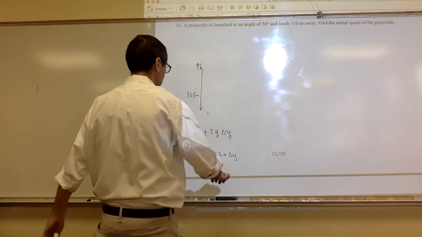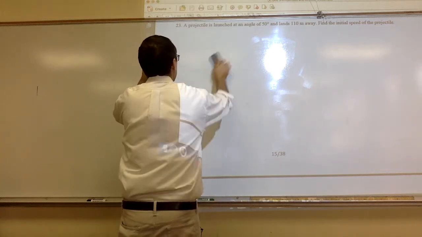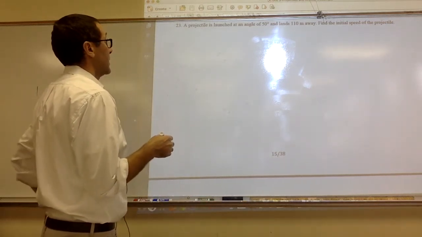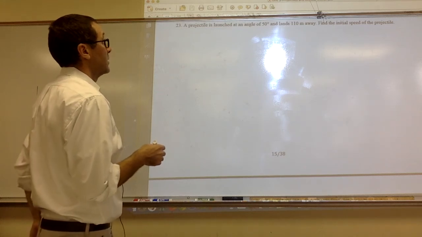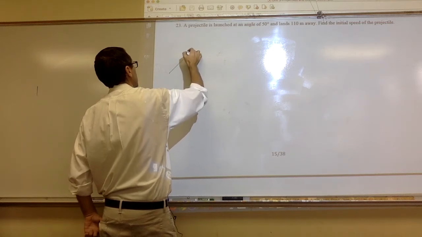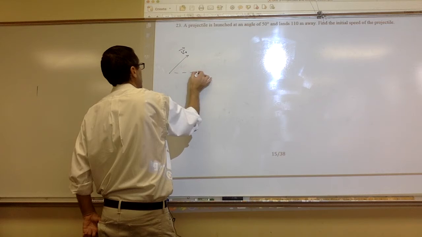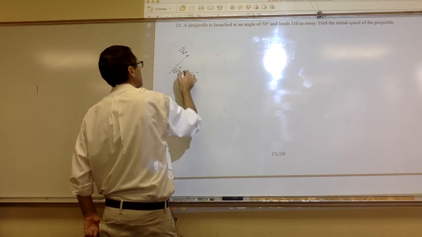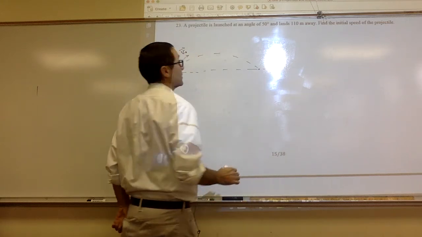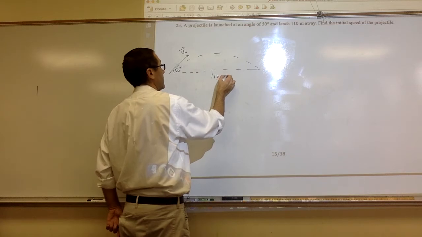Okay, let's look at 23. A projectile is launched at an angle of 50 degrees and lands 110 meters away. Find the initial speed of the projectile. So this is the initial velocity, that's what we're looking for. This angle here is 50 degrees, so it does something like this and lands here, and this range is 110 meters.